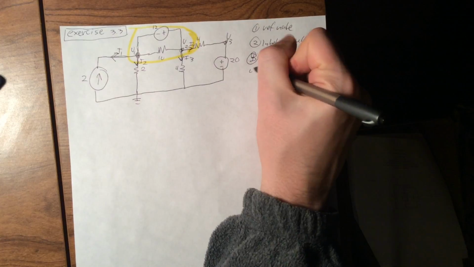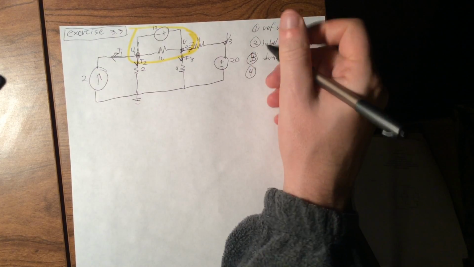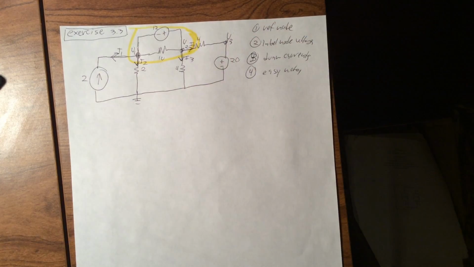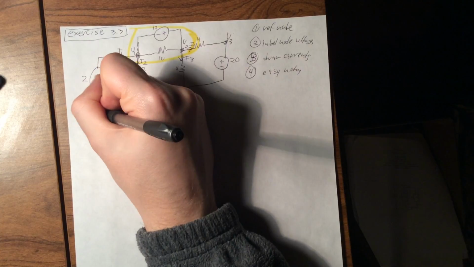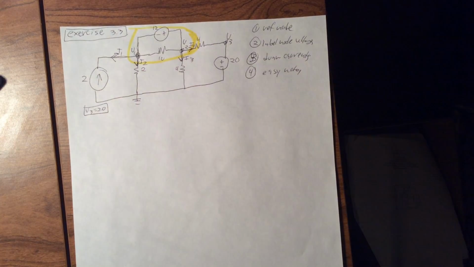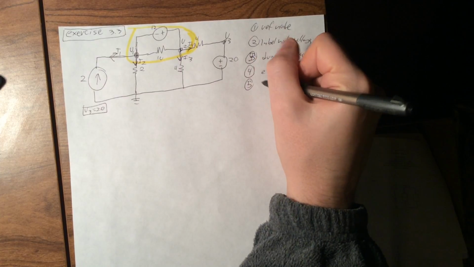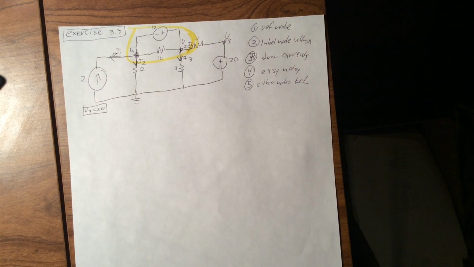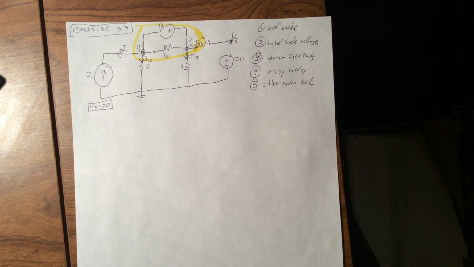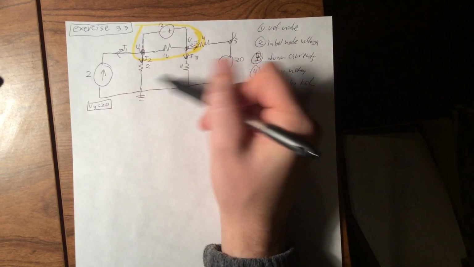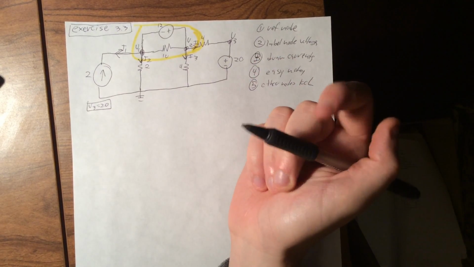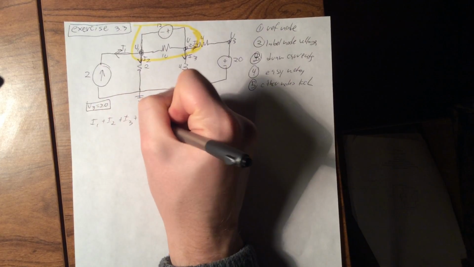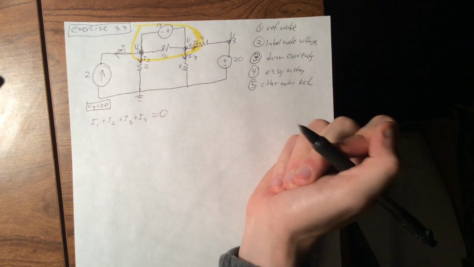So now we're going to do 4, easy nodes. Do we have any easy? Yeah, we do actually. V3. That's cool. V3 equals 20. That's an easy one. 5, other nodes, KCL. Now we've got this massive supernode here, and that's going to make this a little bit easier for us. So we're going to have I1 plus I2 plus I3 plus I4 equals 0.